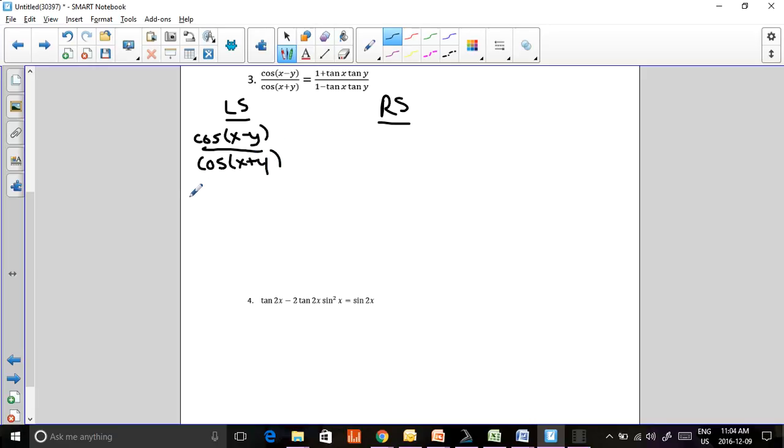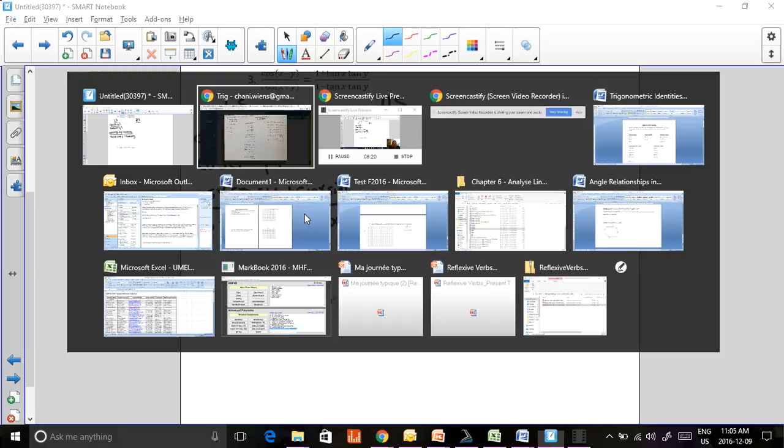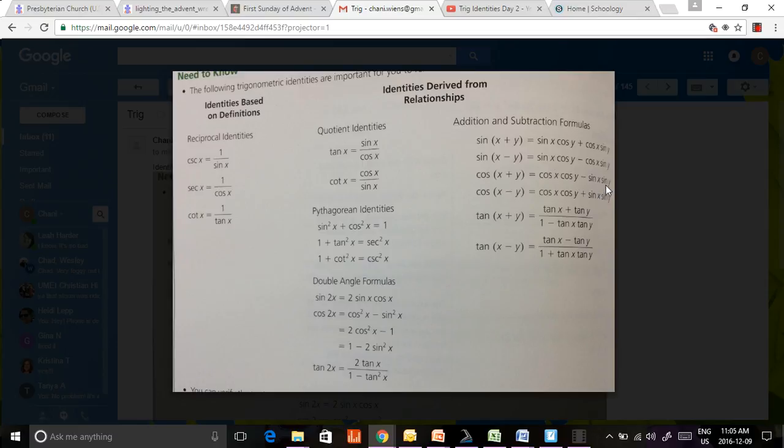So cos of x minus y, if you look at your compound angle formulas, can just be rewritten as cos x cos y plus sine x sine y, all over cos x cos y minus sine x sine y. We can verify that here: cos x cos y minus sine x sine y, and there it is.